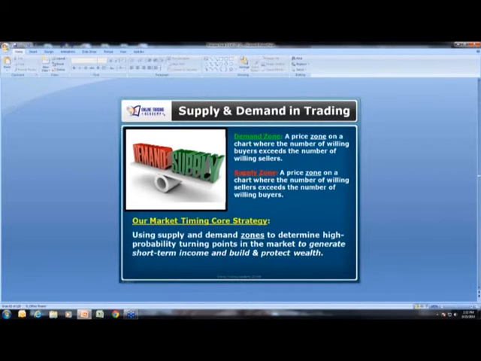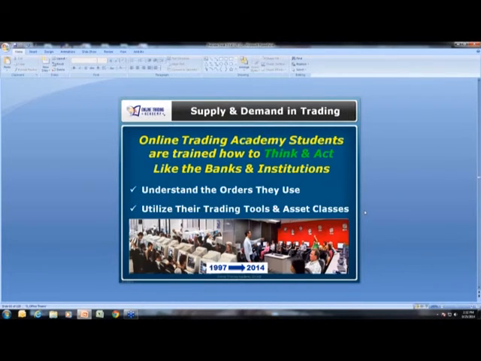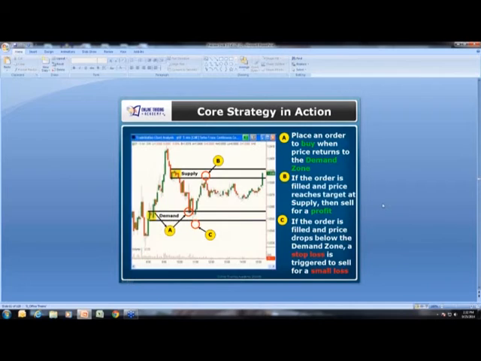Now, using these supply and demand zones to determine high probability turning points in the market is what we use to generate short-term income and build and protect wealth. We use the identification of these zones as an alternative to traditional technical analysis. Now, let me show you what I mean by this. Here's a sample of one of our high probability setups.